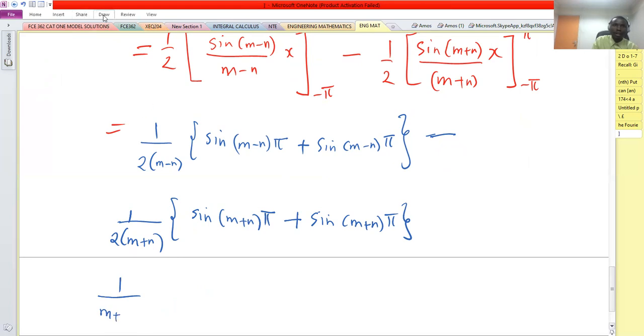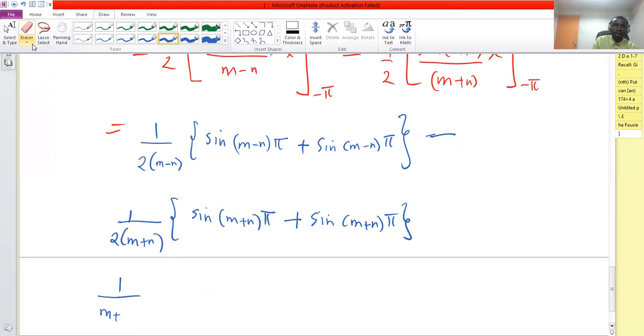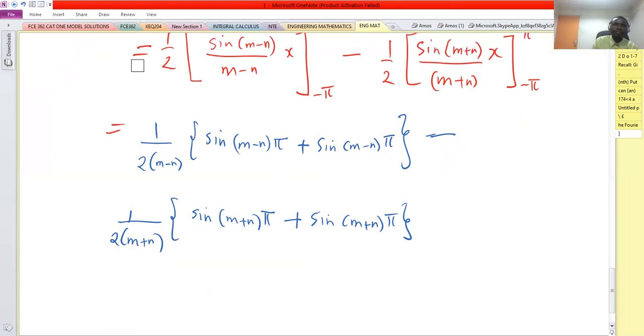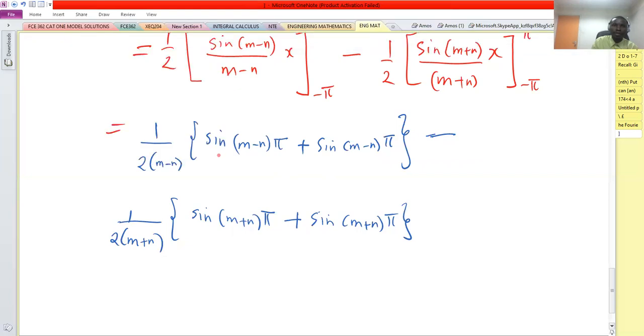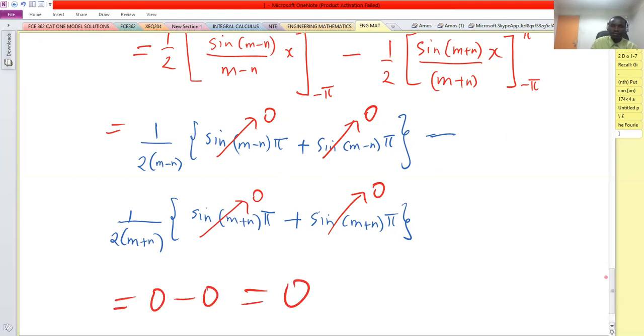And in fact, we can clearly see that this will be 0, because it is a multiple of pi. So this is 0. This will also be 0. This will be 0. This will also be 0. So this by 0 will just be given 0. So 0 minus 0 gives us 0.